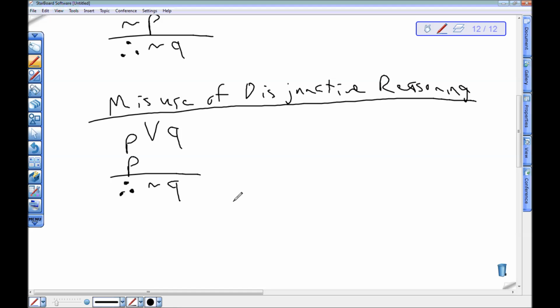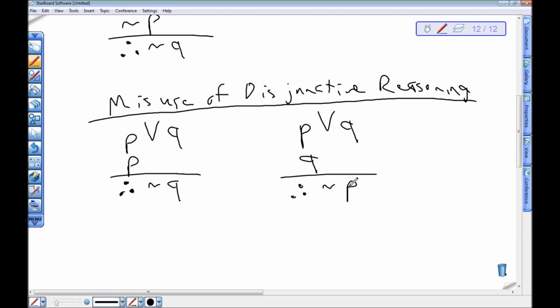That argument is invalid. If you have an argument of that form, it does not work out when you do the truth table. Similarly, if instead I had Q, I cannot conclude not P.